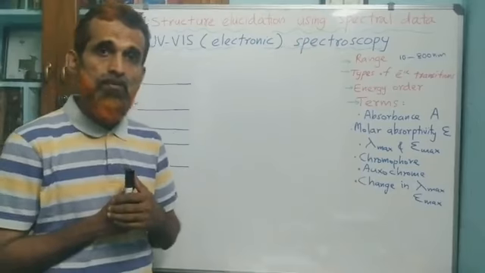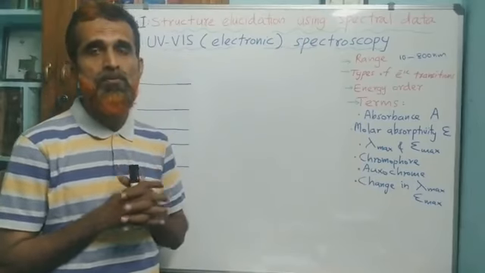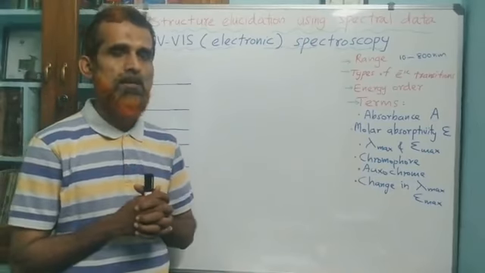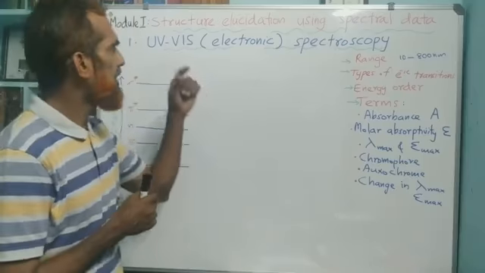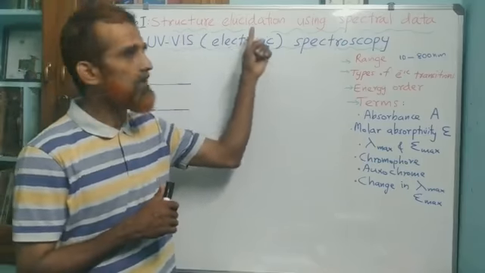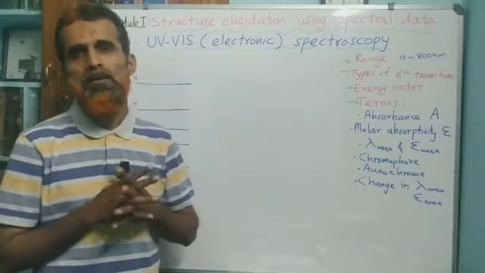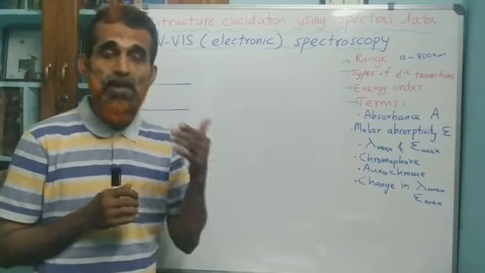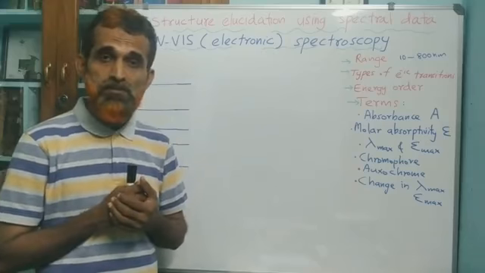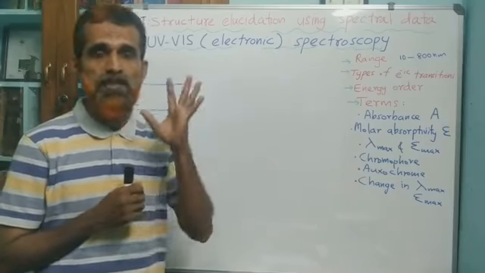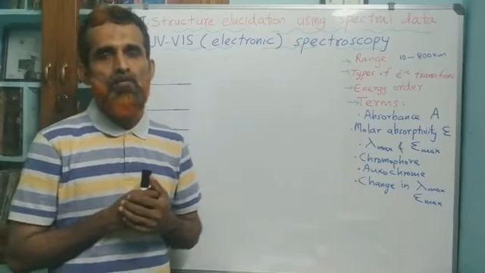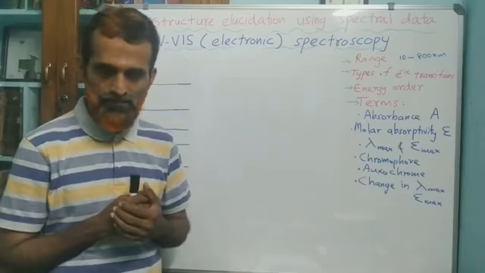Today we begin the first module of organic chemistry paper for 6th semester, that is structure elucidation using spectral data. This module deals with the application of various molecular spectroscopic techniques which you have learned in 5th semester.